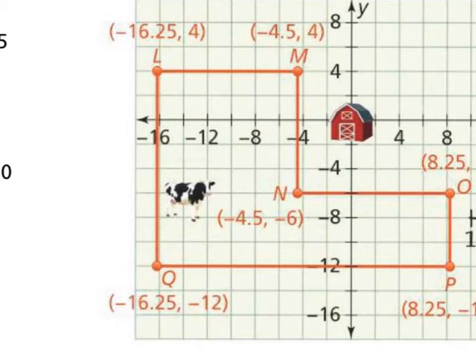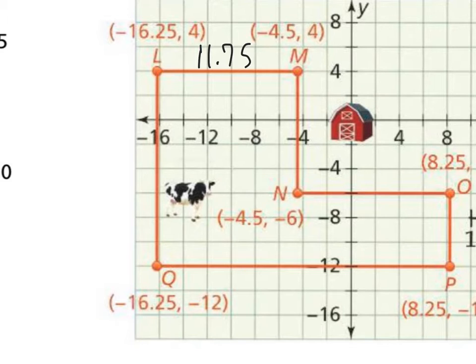So from L to M, they worked that out, and the distance was 11.75. Again, basically if you take 16.25 minus 4.5, that's going to be the distance between those two.